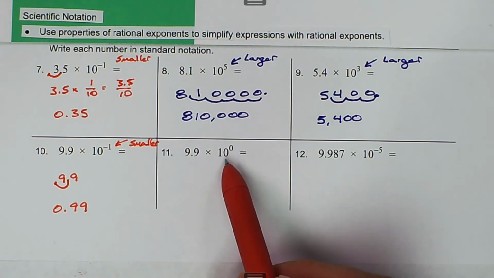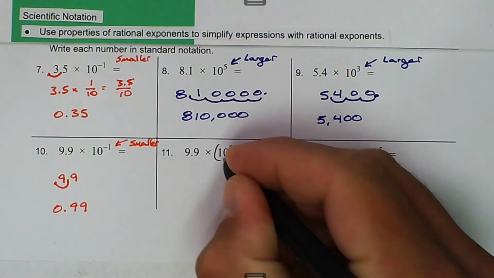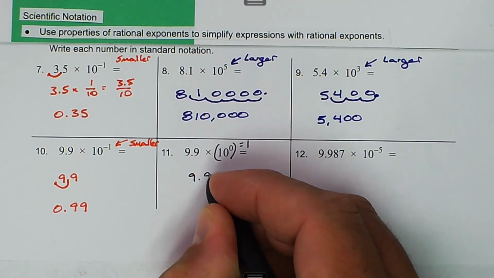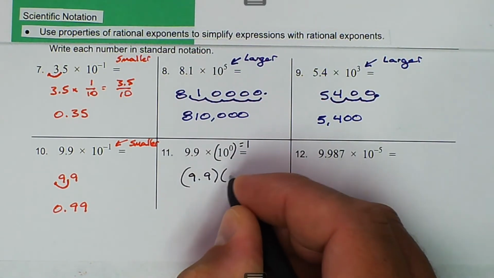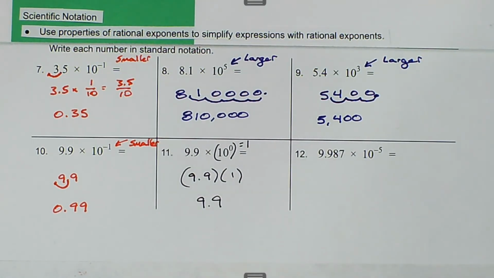10 to the 0 is the same thing as saying that this is equal to 1. So 10 to the 0 is the same thing as saying 1. So 9.9 times 1. So that doesn't change anything. We just have 9.9.